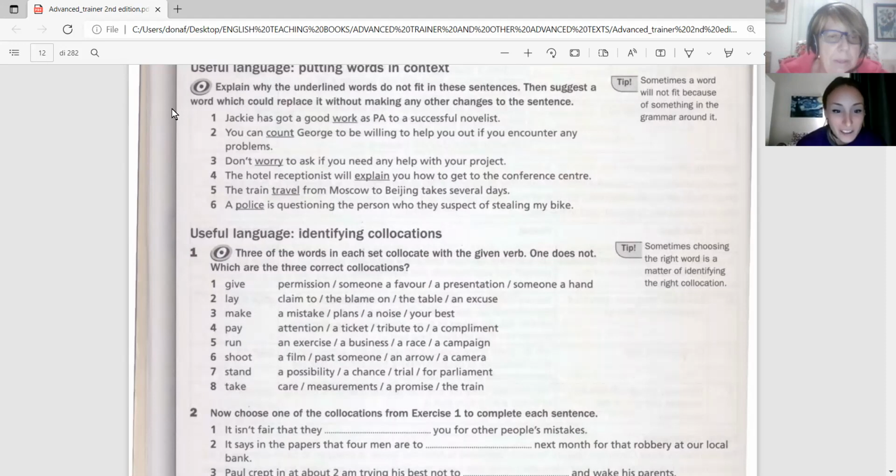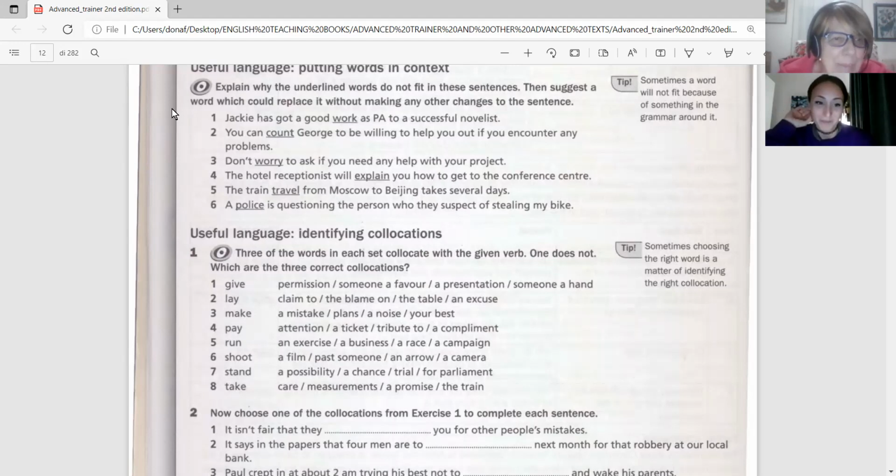The hotel receptionist will explain you how to get to the conference center. Yes, the conference center. Will explain to you. Yes. So you explain to someone. So tell. Yeah, inform or tell. Brava, bravissima, you got it.